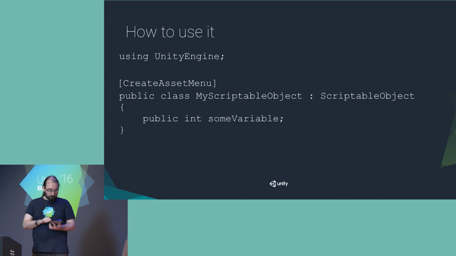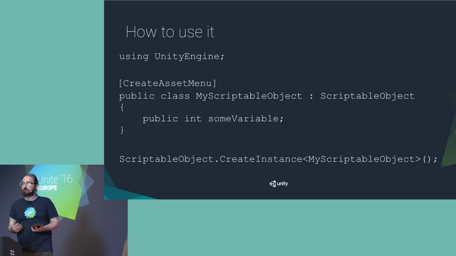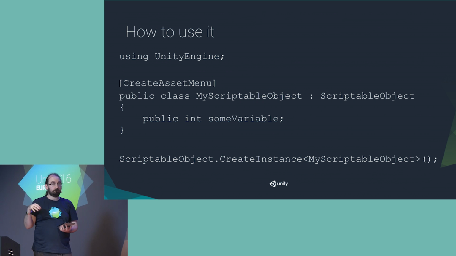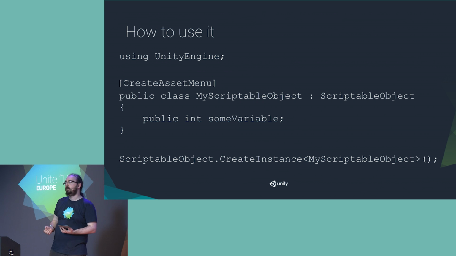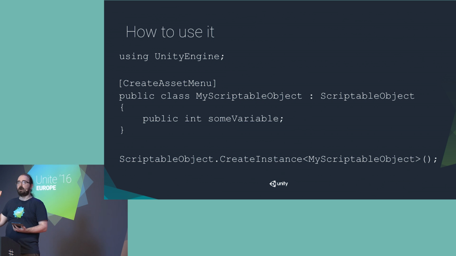The other thing you can do is you can create it directly from code using CreateInstance. And so you call CreateInstance with the type, and this makes a Scriptable Object that just lives in memory. It's not associated with any assets or anything like that. You can then associate it with an asset if you want, but you can equally just create something in memory, use it for some things, and then destroy it when it's done, or even just let the garbage collector pick it up for you.